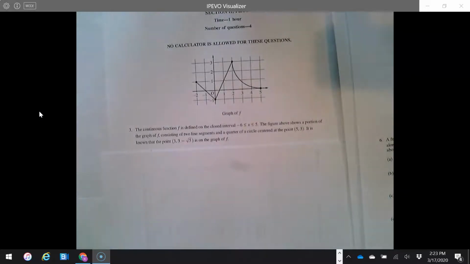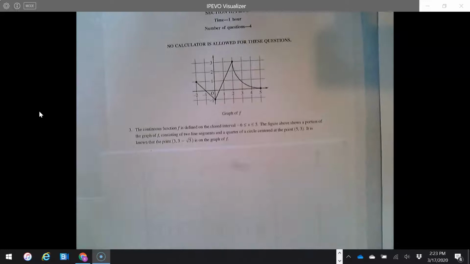All right, calculus friends, let's keep on rocking and rolling here. This is question number 3 from the 2019 BC exam. This is the first calculator inactive question that you would have seen.